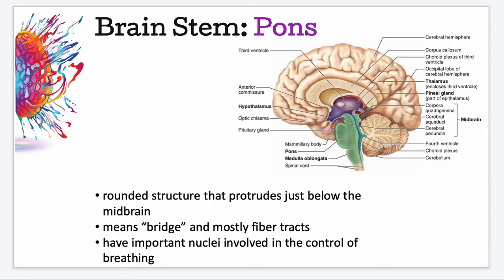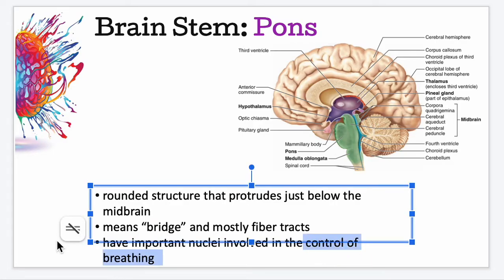Next we have your pons. This is a rounded structure that protrudes just below the midbrain. It means bridge and is mostly fiber tracts. And they have important nuclei involved in the control of breathing. So, yung mga control, importante kasi yan na malaman natin.